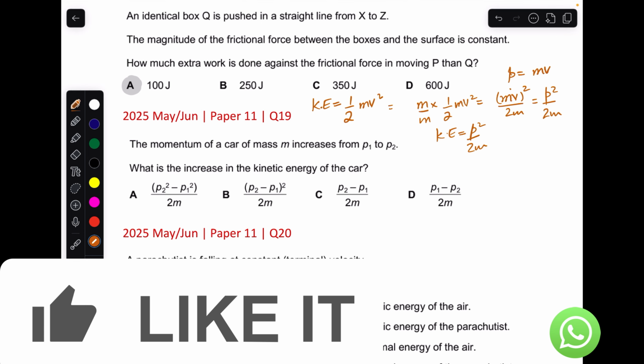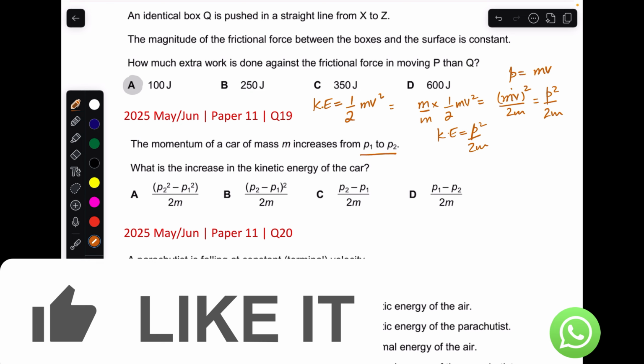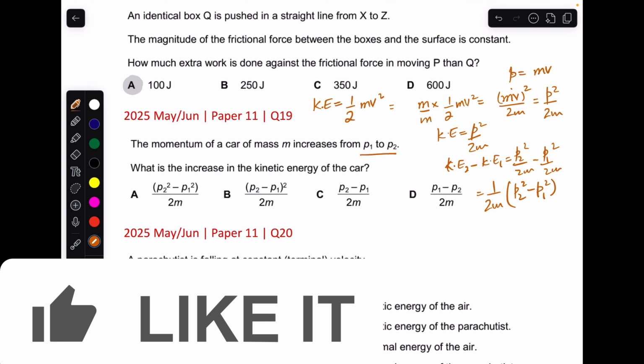So momentum is changing from p1 to p2. The change in kinetic energy, final minus initial, will be p2 squared divided by 2m minus p1 squared divided by 2m. 1 by 2m can be taken as common. It will give you p2 squared minus p1 squared. So it's option A we have.